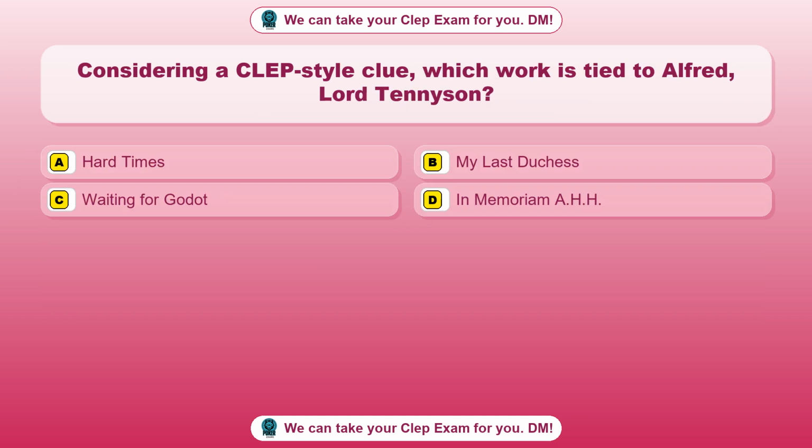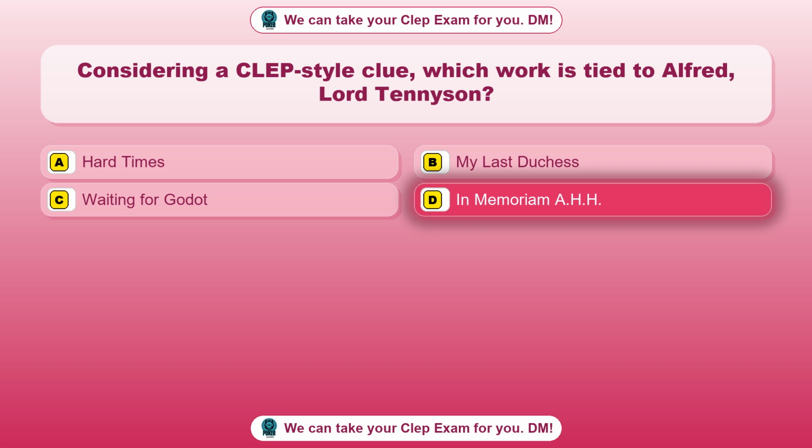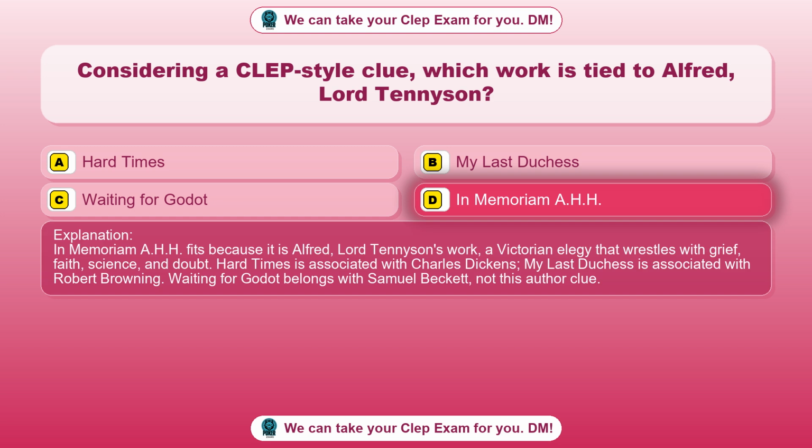Question 95. Considering a CLEP-style clue, which work is tied to Alfred, Lord Tennyson? Option A, Hard Times. Option B, My Last Duchess. Option C, Waiting for Godot. Option D, In Memoriam A.H.H. The correct answer is option D, In Memoriam A.H.H. In Memoriam A.H.H. fits because it is Alfred, Lord Tennyson's work, a Victorian elegy that wrestles with grief, faith, science, and doubt. Hard Times is associated with Charles Dickens. My Last Duchess is associated with Robert Browning. Waiting for Godot belongs with Samuel Beckett, not this author clue.